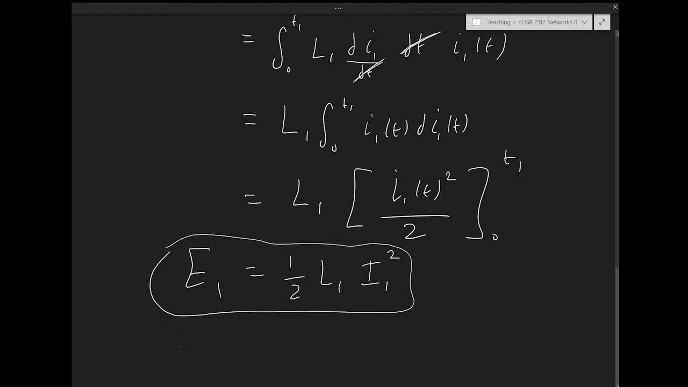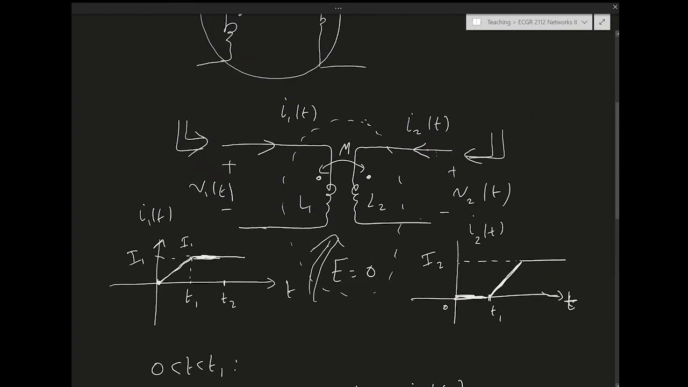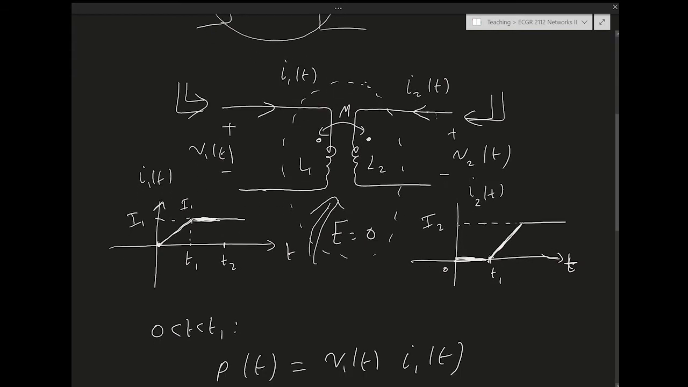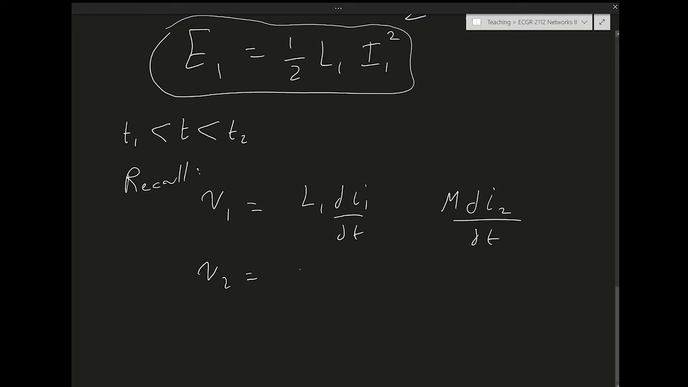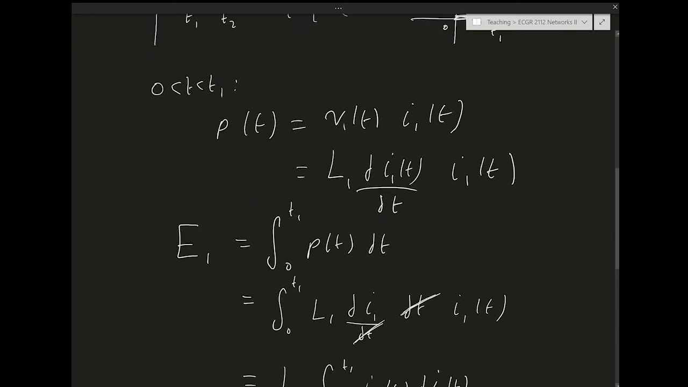Okay. Now I want to investigate what happens when t is larger than t1, less than t2. Now I'm ramping up I2 from 0 to I2. What are the voltages in this case? So recall, in this case we have both I1 and I2. V1 is going to be the self-inductance L1 di1 by dt, and then I have the mutual inductance, M di2 by dt, and then V2 is going to be M di1 by dt, plus L2 di2 by dt.